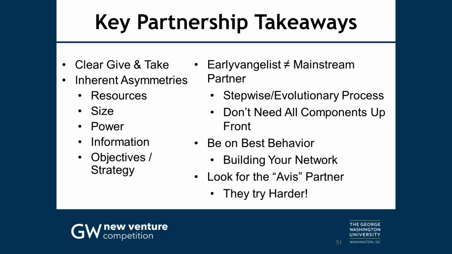So the key partnership takeaways that I want to stress is that when you're working with partners, you need to have a clear give and take. You have to understand that you're going to have inherent asymmetries in your relationship with your partners, that they may have greater resources or size or power, and you want to be aware of these as you're getting into your negotiations. You also want to be aware that there's a difference between early evangelists and mainstream partners.